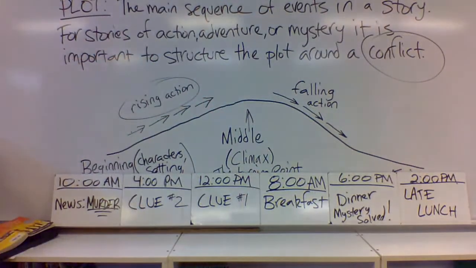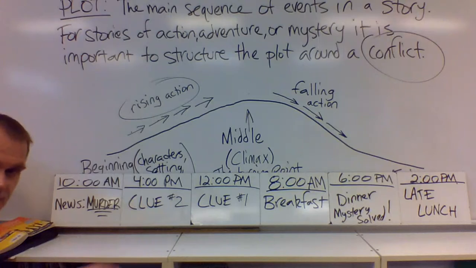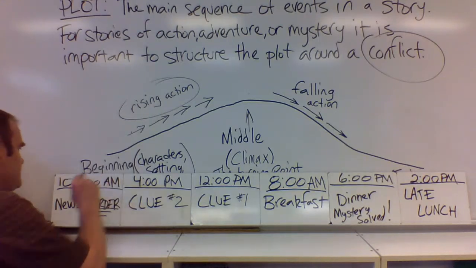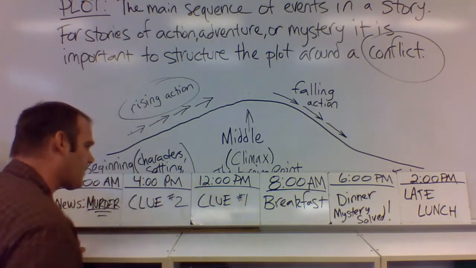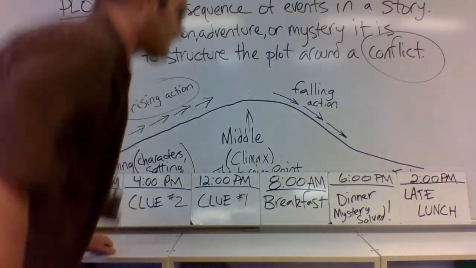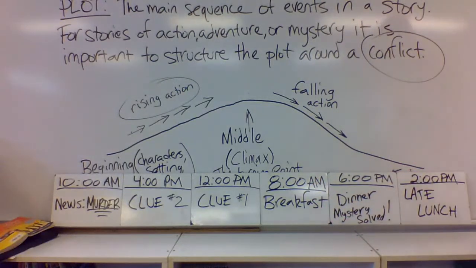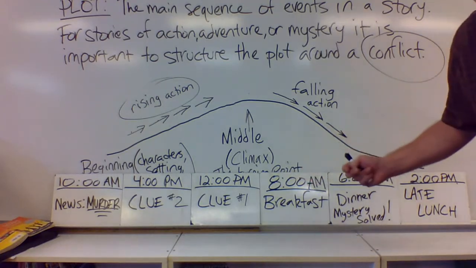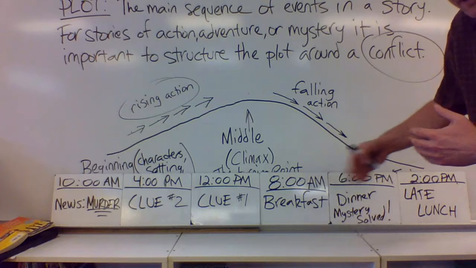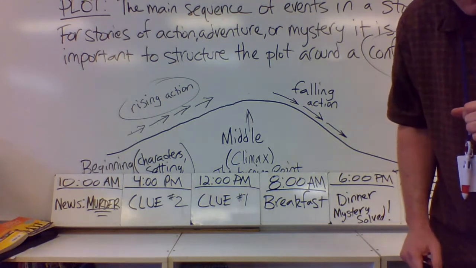This is what's known as a non-linear sequence. The reason it's not linear is because it starts at 10 a.m. in the morning, it goes to 4 o'clock p.m., it goes to 12 p.m., it goes all the way back to breakfast at 8 a.m., then we move from the very beginning of the day to the very end of our day to 6 p.m., and then we go backwards once again to our late lunch. This might not be the kind of sequence that you would want to have in your short story, but this is something you can do.